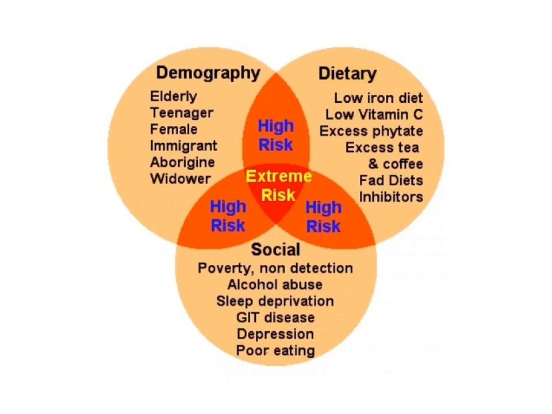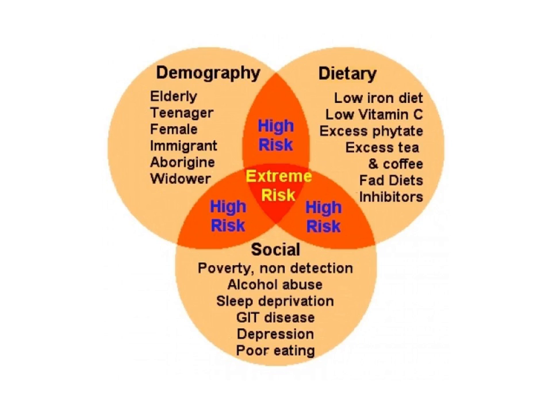If we put all of these risk factors together and find that some are overlapping, certain groups of people become at either high risk or extreme risk of developing iron deficiency anemia. We can group risk factors largely as demography, which is about where you live, what community you come from, so the elderly, teenagers, females, immigrants, Aborigines and widowers are all at a greater risk already.